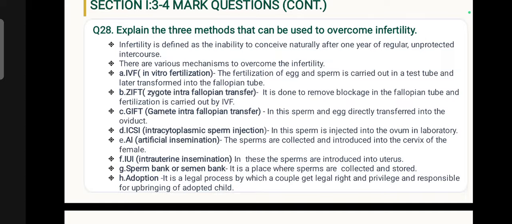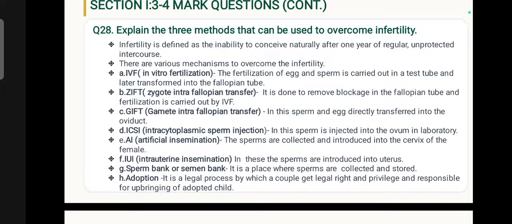Infertility is defined as the inability to conceive naturally after 1 year of regular unprotected intercourse. There are various mechanisms to overcome infertility. IVF, in vitro fertilization, in which egg and sperm are fertilized in a test tube and later transferred.